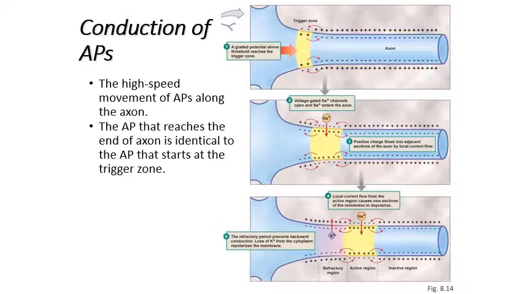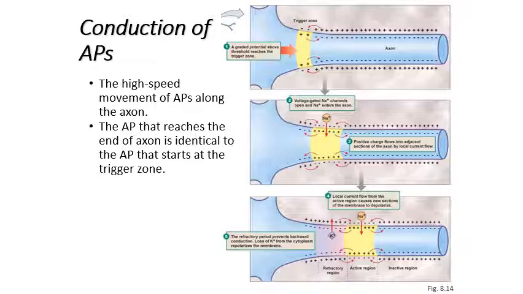Okay, at the trigger zone, we have to reach that negative 55. Once we reach that negative 55, boom, there is an action potential. And remember, whether we reach negative 55 or positive 30, that is just cueing the action potential. The action potential is not going to be greater. It's going to look the same.